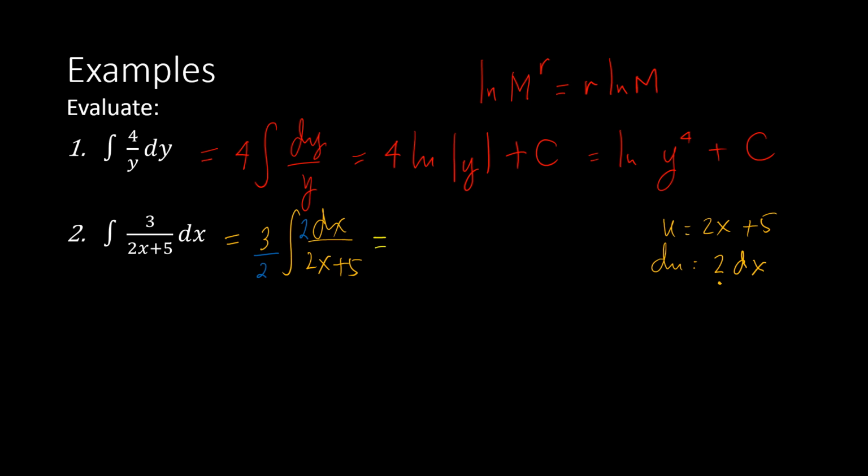So now our answer will be 3/2. This will be of the form du all over u. Hence our answer will be ln of the absolute value of 2x plus 5 plus c.